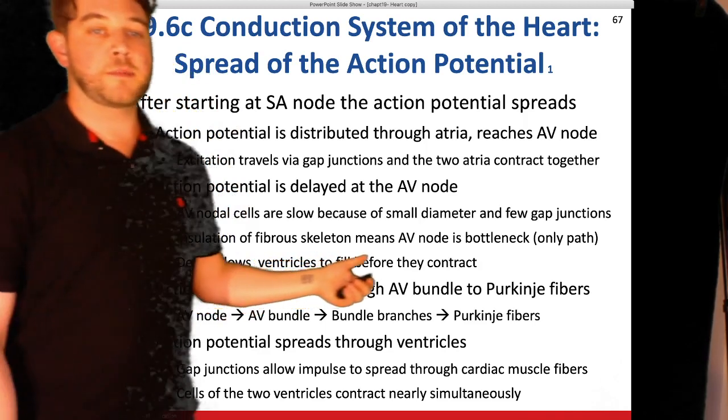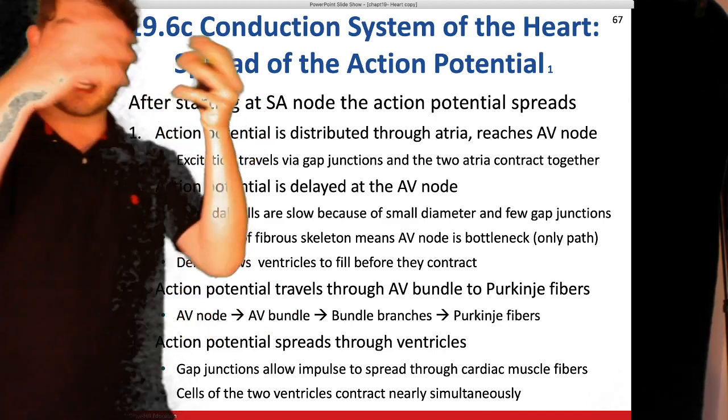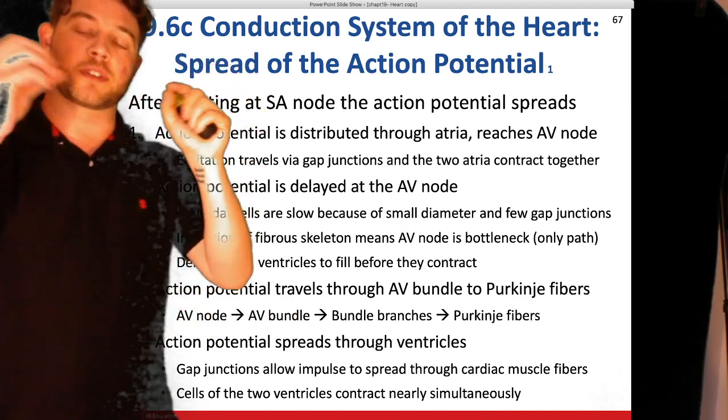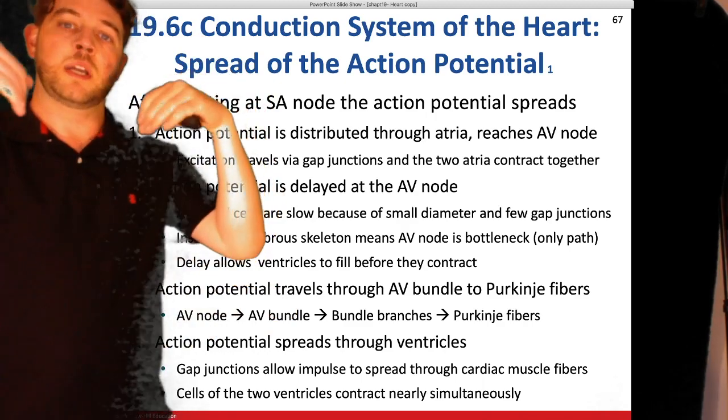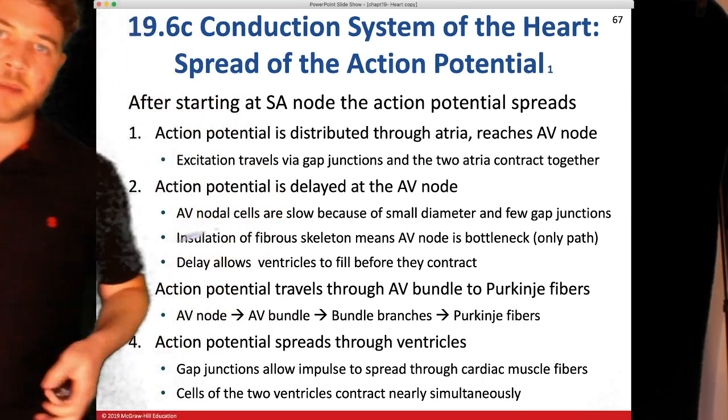Insulation of the fibrous skeleton means the AV node is bottlenecked, so it's the only path. So it kind of just forces all the electrical signal. It can't just go through from the atria through the ventricles. It has to travel through that AV node, through that special pathway.